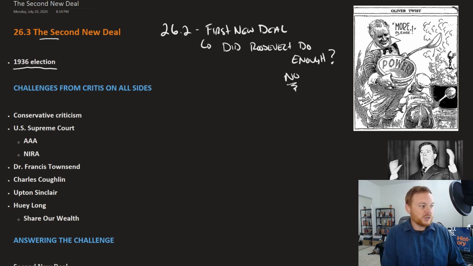And that spurred Roosevelt's Second New Deal, which was a new wave of legislation meant to further address the problems of American society, but also, Roosevelt wanted to win this election. He ended up winning it by a huge margin, granted, but on the eve of that election, there was a question as to whether or not Roosevelt was doing enough. So a lot of people challenged Roosevelt. There were a lot of critics, right, on all sides.